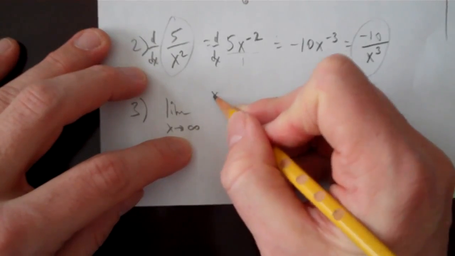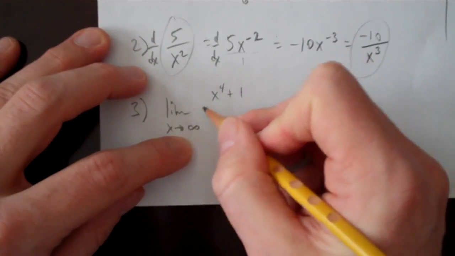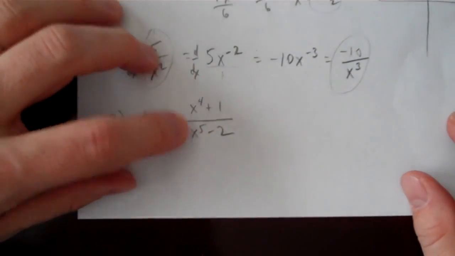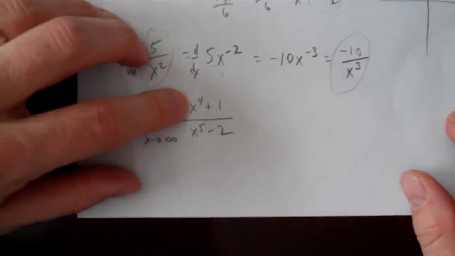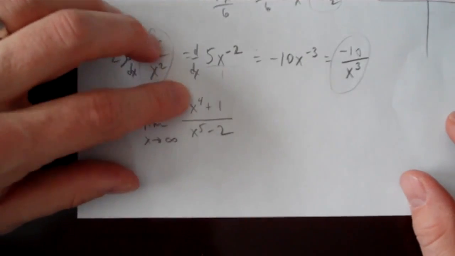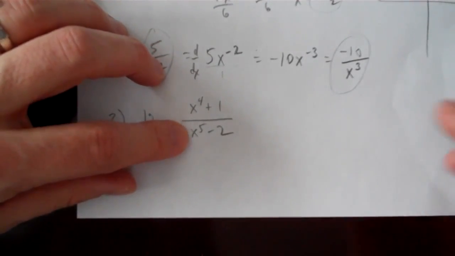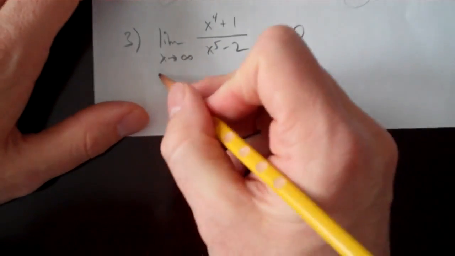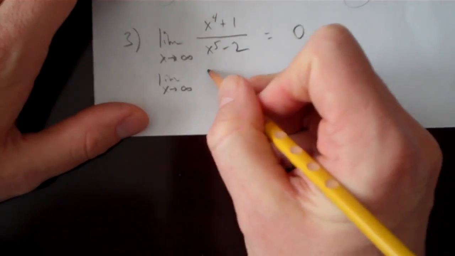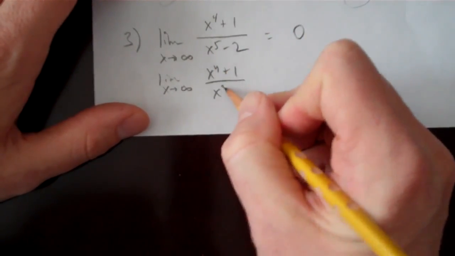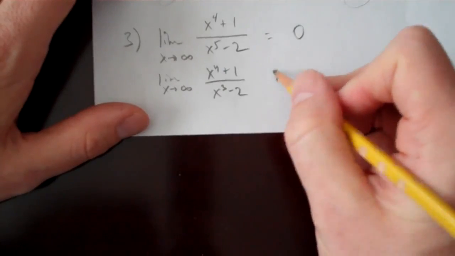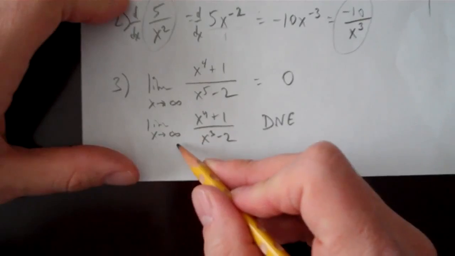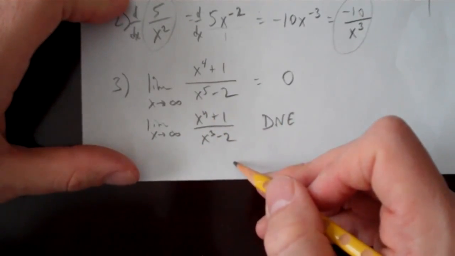But let me say I come up with some problem, say x to the 4th plus 1 over x to the 5th minus 2. Okay, something like this. Look at the degree on top and degree on bottom. If the degree on top is smaller than the degree on bottom, if the bottom is bigger, then your limit is going to be 0. Give you a couple more examples here, okay? Let's say the degree on top is bigger than the degree on bottom. Okay? This will be, does not exist. We don't have an infinite limit when the degree on top is larger than the degree on bottom.